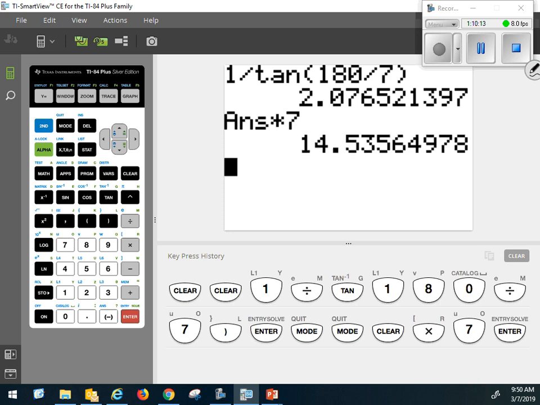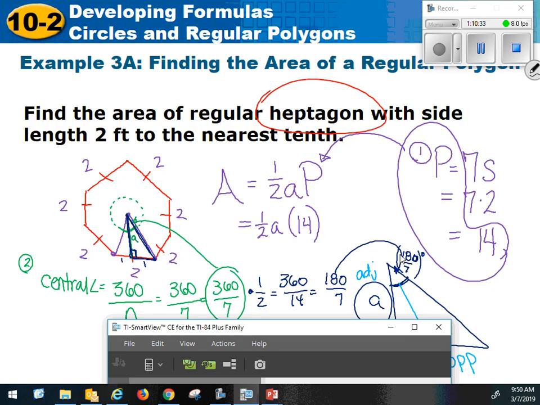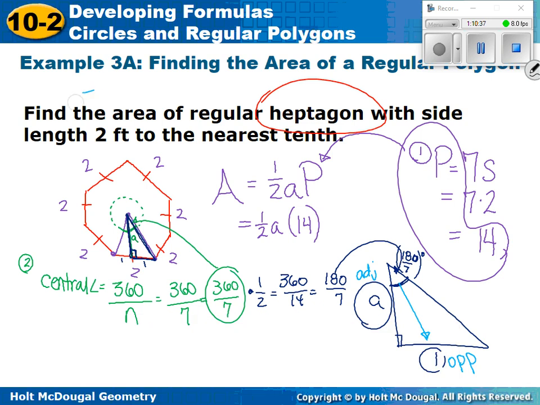Hit enter. And what do we get according to the directions for this problem? To the nearest tenth. 14.5. And did it give us units? Feet. So our final answer on our notes would be 14.5 feet squared.